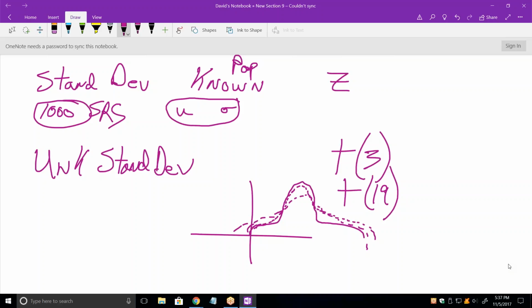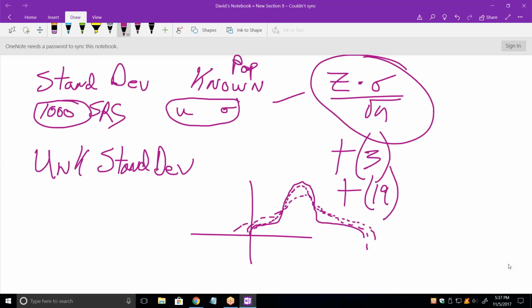Now, here's what I understand. You use the Z. In fact, I think you use Z, I don't remember what the rest of it is. I think it's times standard deviation all over the square root of your sample. That is the key formula involved when you have a known mean and standard deviation from the total population. But that's rare. Usually you don't know what it is.